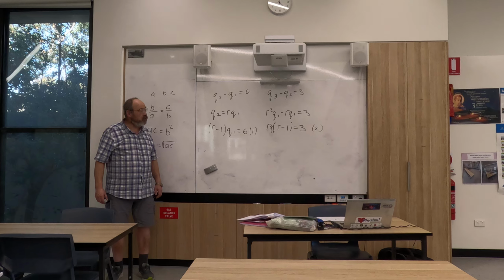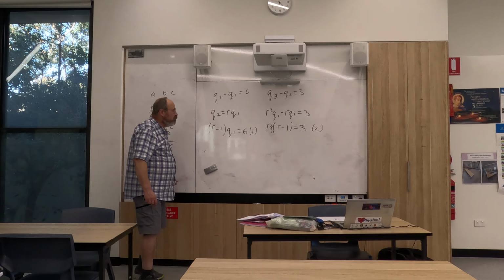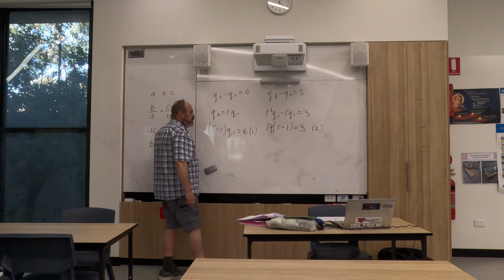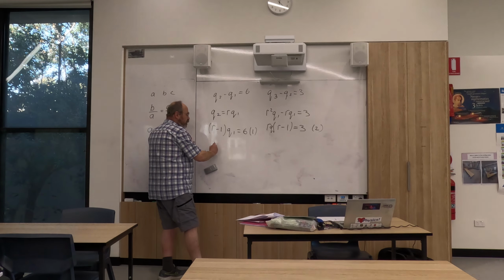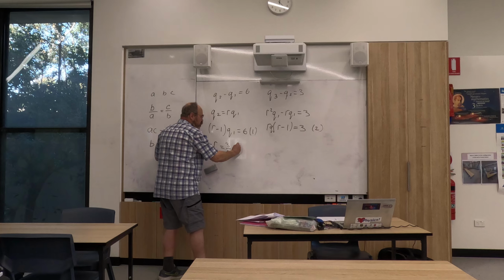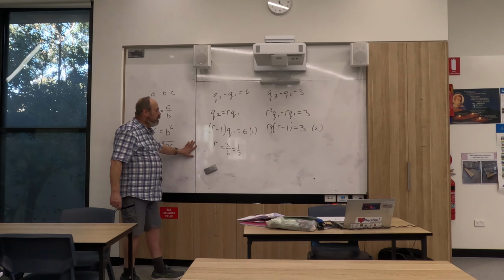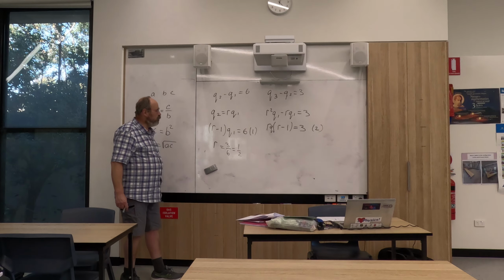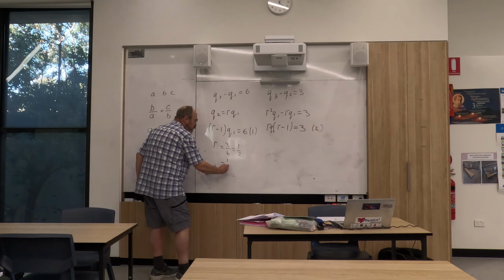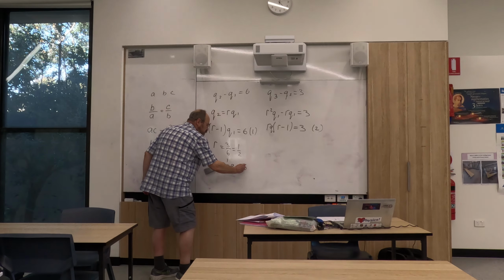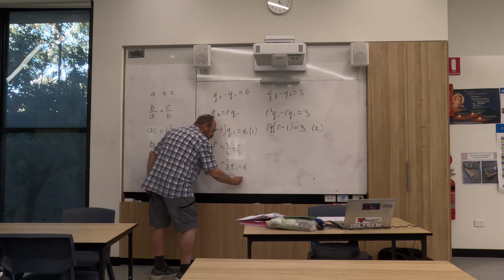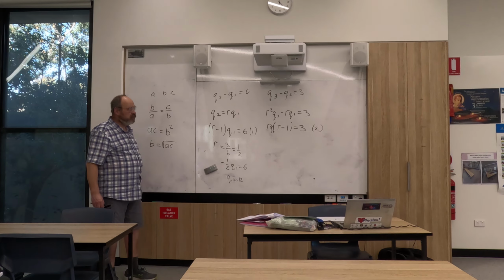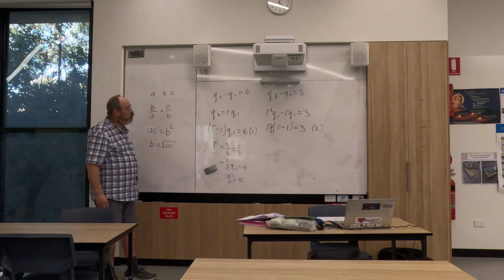Divide. Let's divide equation 2 by equation 1. So R minus 1 cancels out, Q1 cancels out. You will have R equal 3 on 6, or 1/2. If you substitute it into the first equation, we get negative 1/2 times Q1 equals 6. So Q1 equals negative 12. So the first term is negative 12 and the common ratio is 1/2.